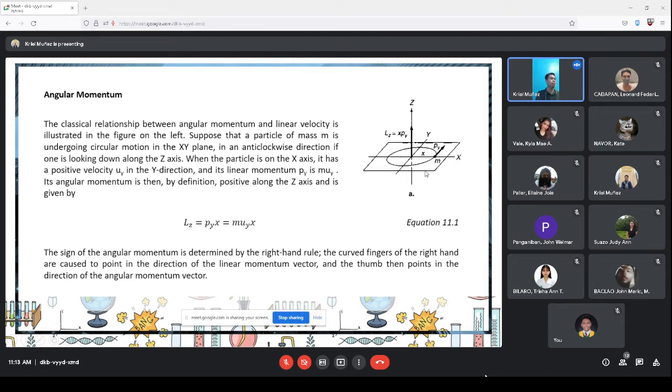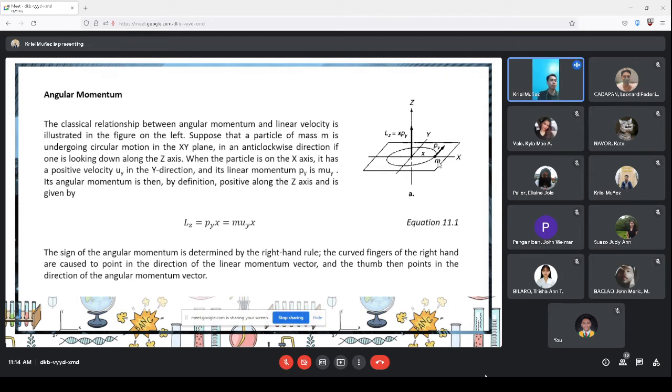And as you can see, for example, class, when the particle is on the x-axis at this point, this m is the particle with the mass m. So when the particle is on the x-axis, you would see that it has a positive velocity, uy, in the y direction. Of course, we are talking about linear velocity, class, and we are looking at it in a specific position.